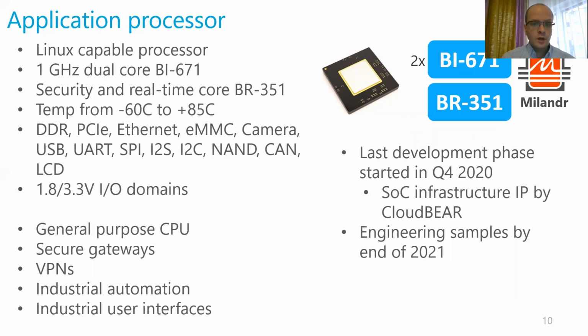In this project, Cloudbear not only provides a core, but also provides the customer with system-on-chip infrastructure IP. I'm not allowed yet to disclose a full specification, but at least you can see that this chip will contain a rich set of peripheral devices, and applications of this CPU are not limited to gateways. It is planned to be used in various applications connected to a high level of security, VPNs, secure gateways, and industrial automation applications.